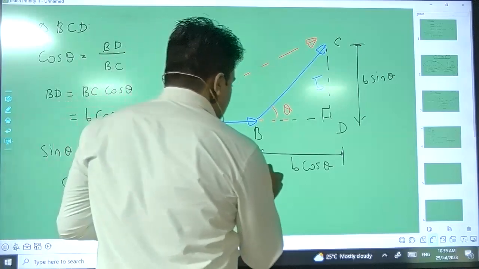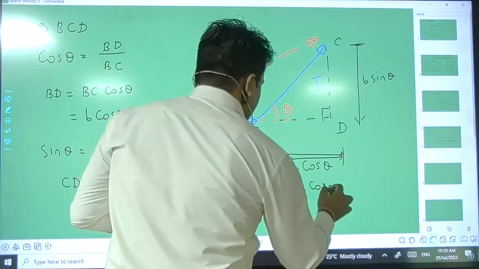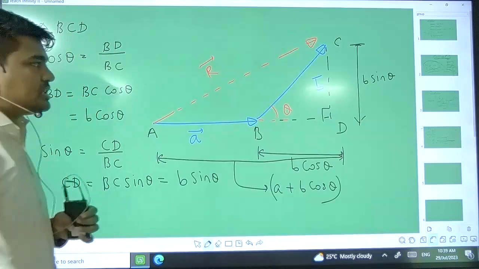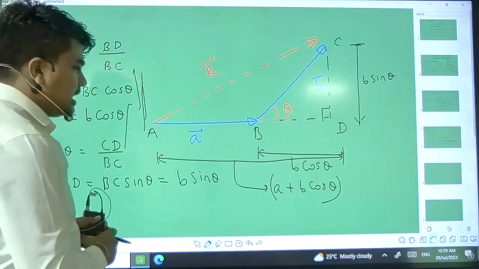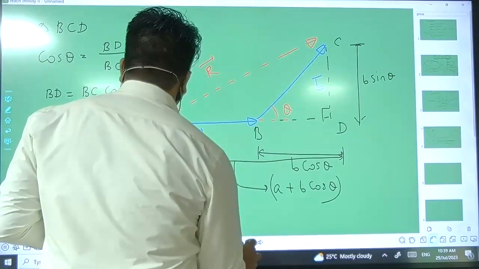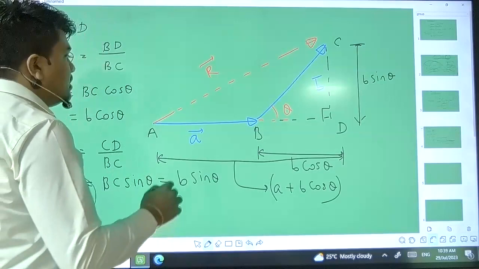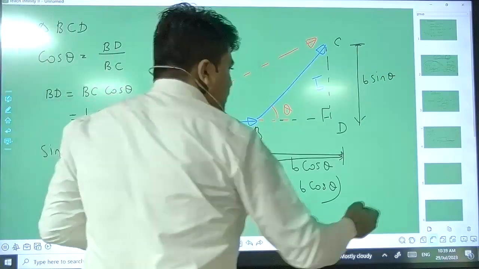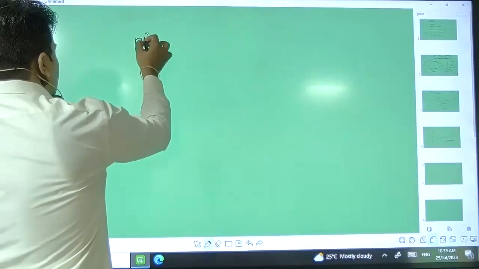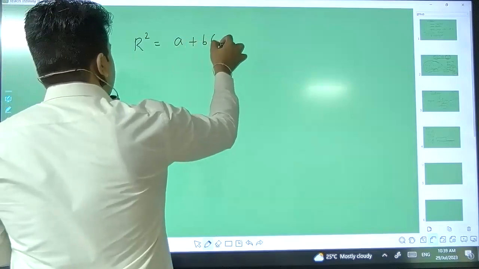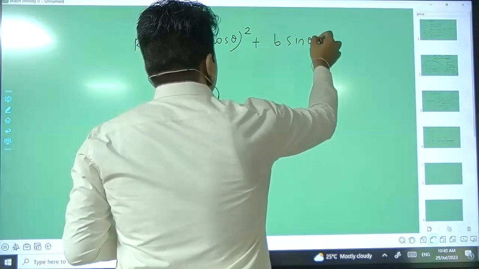And what is the length of A to D? Please tell me, students, what is the length from A to D? So the A to D length is going to be A plus B cos theta. And what is the length of CD? Simply B sine theta. As you know, triangle ACD is a right angle triangle, so we can write from the Pythagoras theorem: R square equals (A plus B cos theta) whole square plus (B sin theta) whole square.